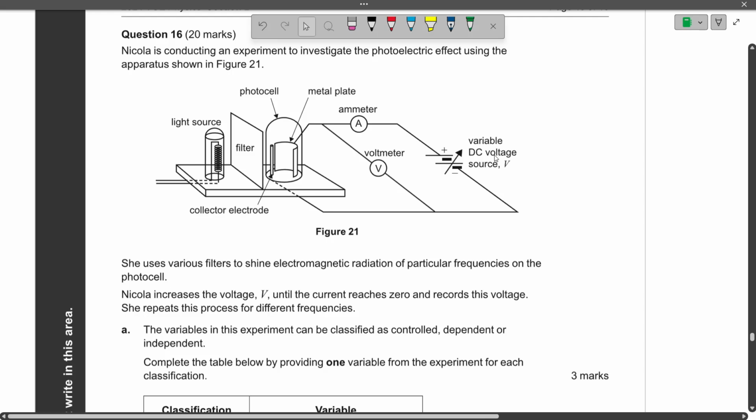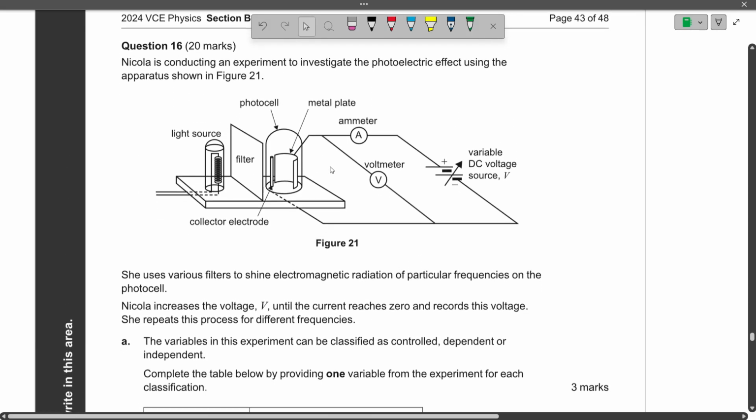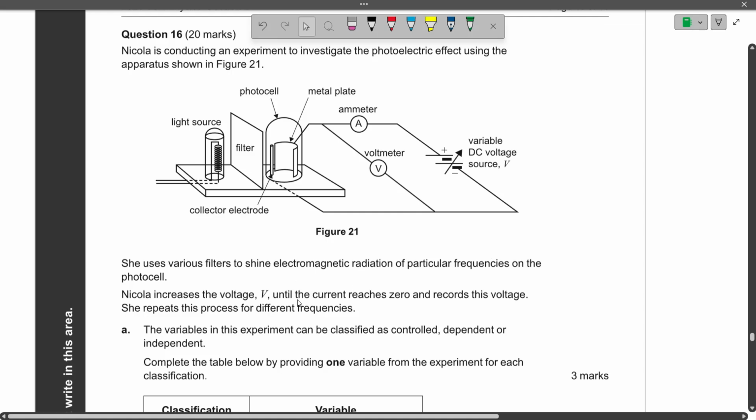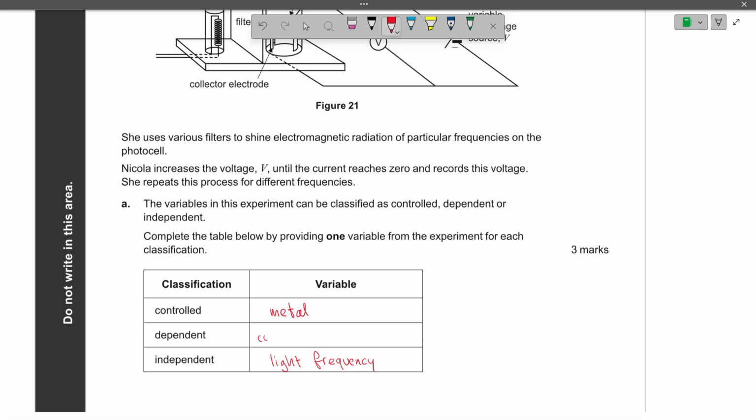So I don't know if I want to put the current in the ammeter because it doesn't actually say anything about her looking at changing anything in the ammeter. Well, I mean, it says until the current reaches 0. Look, I'm going to put current, because I actually can't even remember what the examiner's report said.